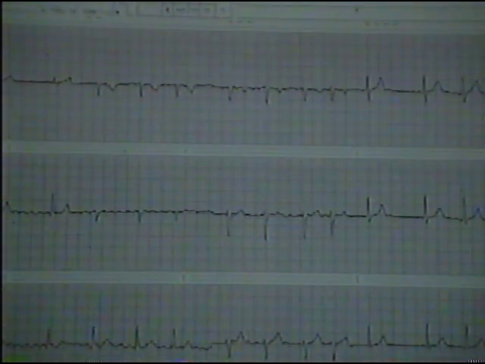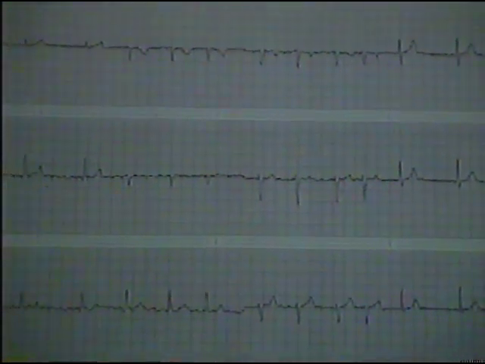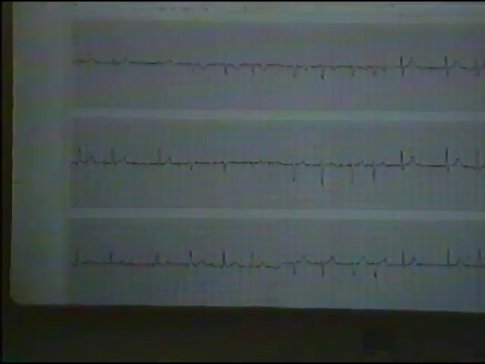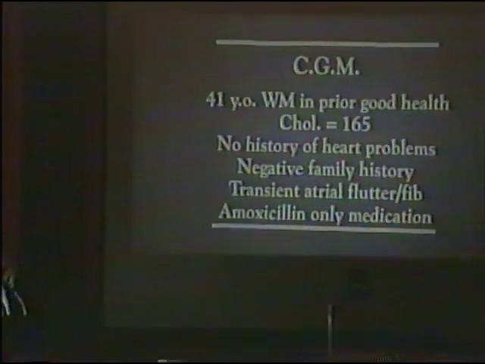And we followed him for 20 months later, and he didn't have any problems. He doesn't smoke. He doesn't drink. He will probably live forever. But he got Lyme carditis. His only medicine was amoxicillin, which did take care of it, oral amoxicillin. He's had no recurrences.